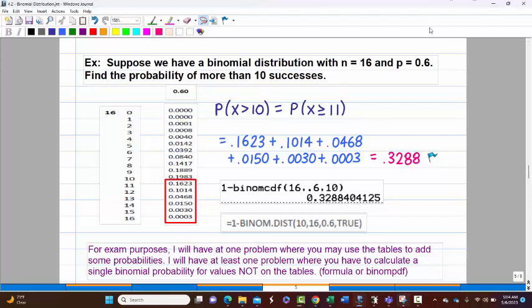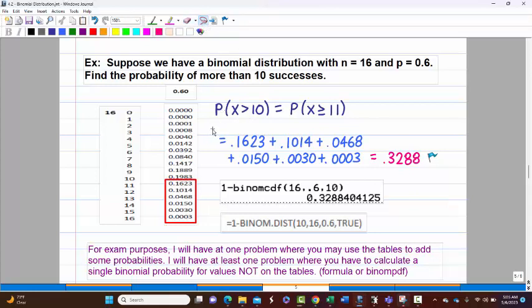So n equals 16. Probability of success on any one trial is 0.6. So we want to know n equals 16. Find the probability of more than 10 successes. All right. So the key is more than 10 means the same thing as greater than or equal to 11. So you would add up the bottom 6. Add those numbers up in the calculator and get your answer, and there you are.